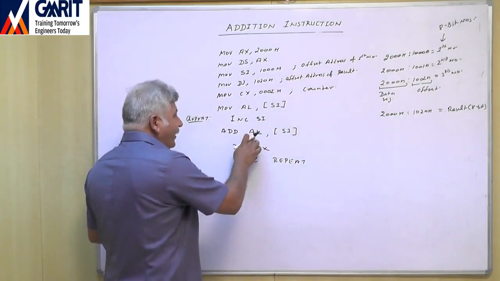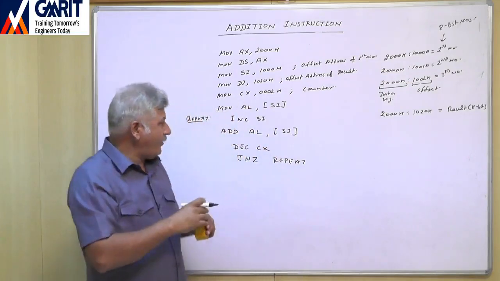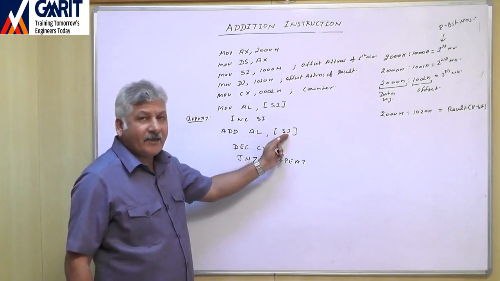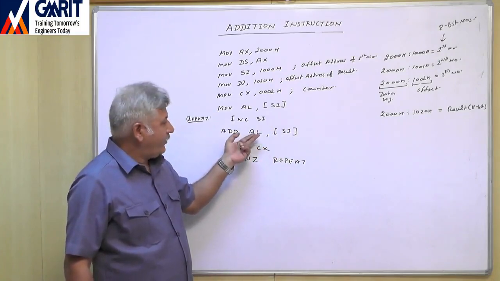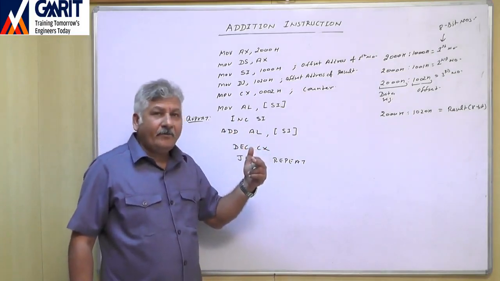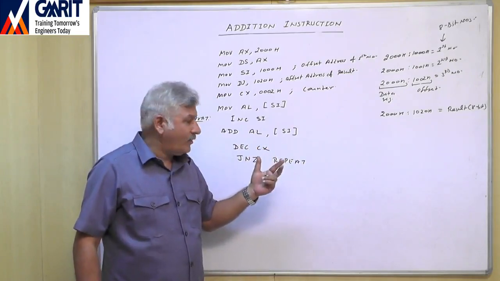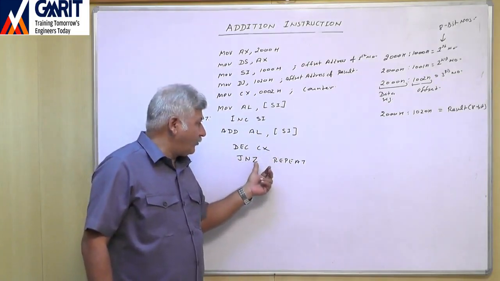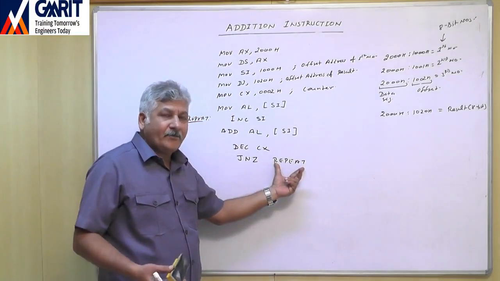And then add AL comma within bracket SI. In AL we are having the result of addition of first two numbers. That will be added with the third number whose offset is in SI now, right? So now addition will take place and final result is in AL. Now DEC CX. Now CX will again decrease by 1. So previously CX was having 0001. Now it will become 0000. So now the value of CX is 0. So jump no 0. This instruction will not send the program to the repeat because CX has become 0.